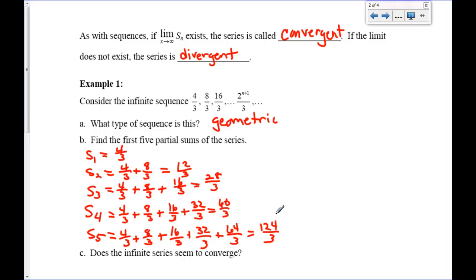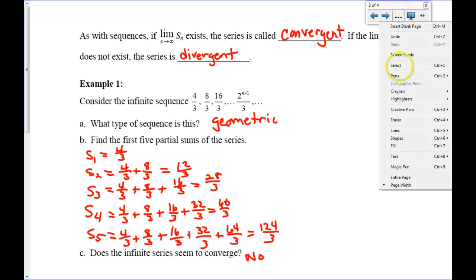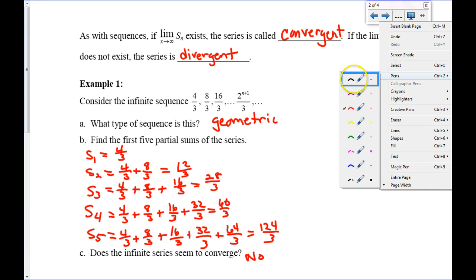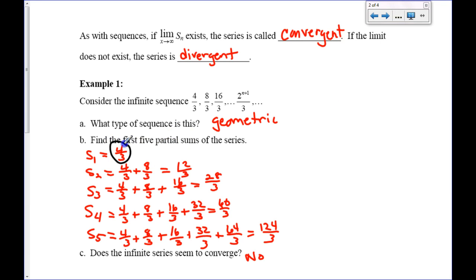All right. My question to you is, does this seem to converge? Does it seem to be getting closer and closer to one number? No. You are correct. It does not converge. Okay. So when we're doing this, we are actually looking at these numbers. Okay?